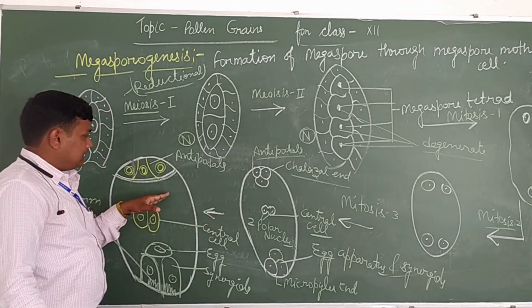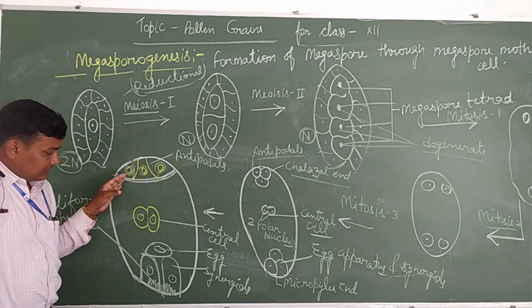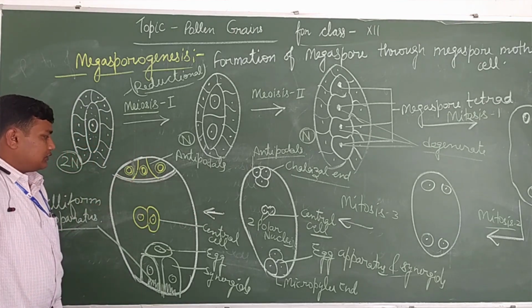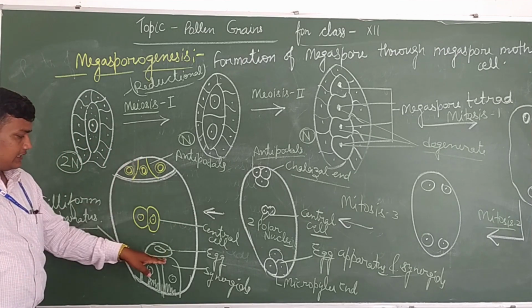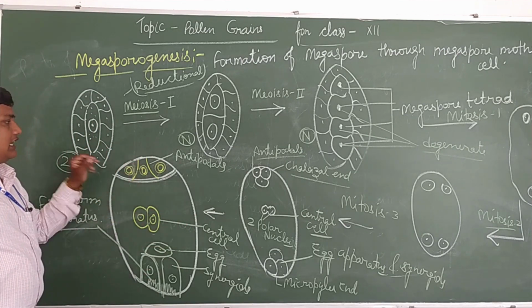So now see the functional megaspore, egg cell and synergids, central cell and antipodals.